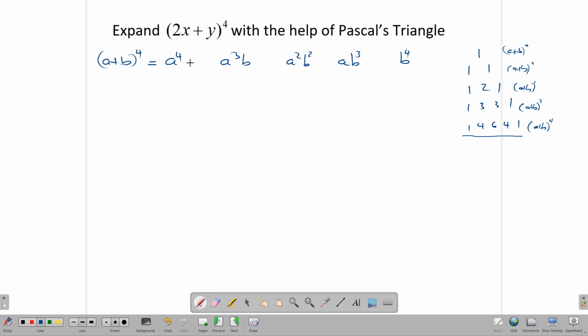1 plus 4 plus 6 plus 4 plus 1. All right, let's write in that 1 just to be consistent. So 1, 4, 6, 4, 1. Now we can use this to make our job here a lot easier. All we have to do now is to substitute these into this.